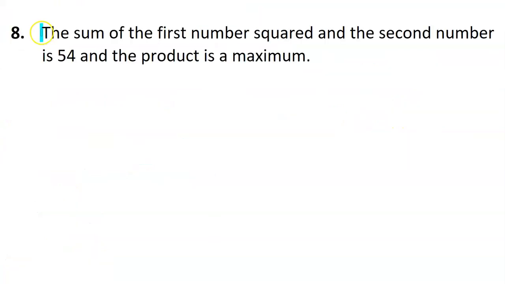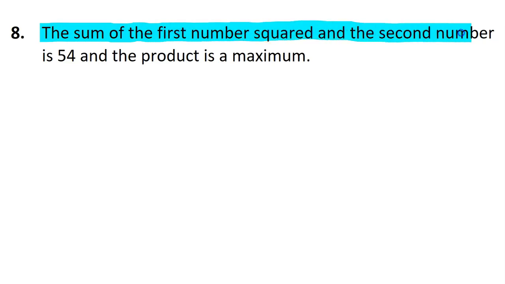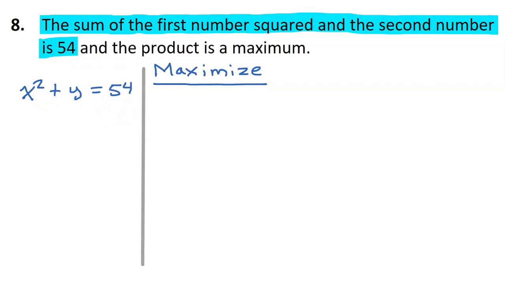For problem number 8, they give us the secondary equation. The sum of the first number squared and the second number is 54. So this is the secondary equation. Now here comes the equation that we are supposed to maximize this time. The product is a maximum.